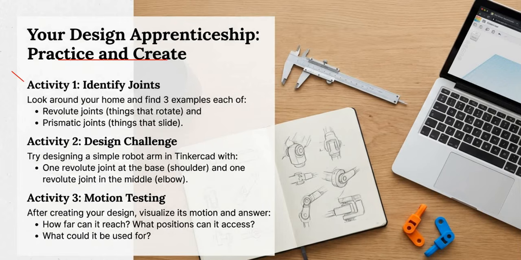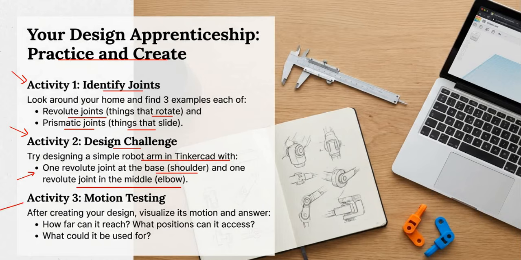Let's start with activity 1, which is effectively identifying the joints. Now, just look around your home and try to find 3 examples each for revolute joints, that is, things that rotate, and prismatic joints, like things that slide. Then think of activity 2, which is a design challenge, where you try designing a simple robot arm in Tinkercad with one revolute joint at the base, that's the shoulder, and one revolute joint at the middle, the elbow.